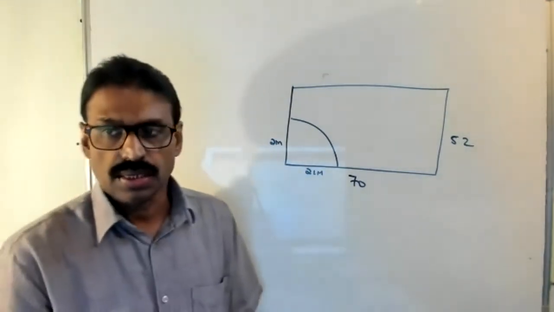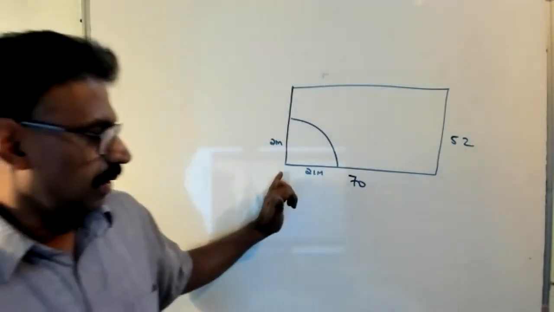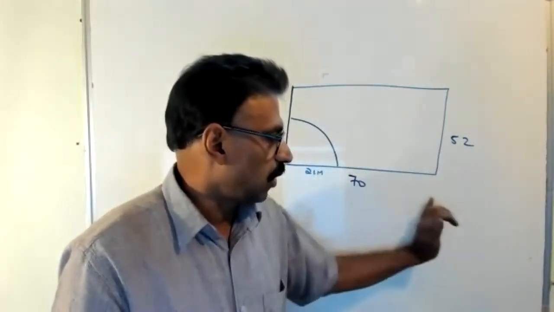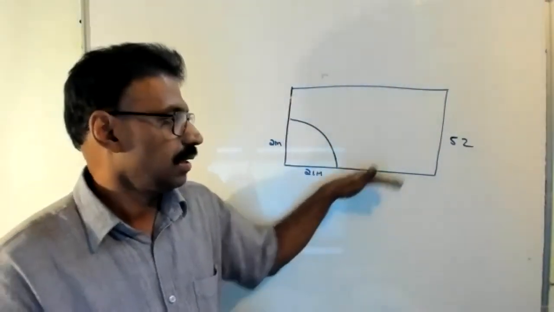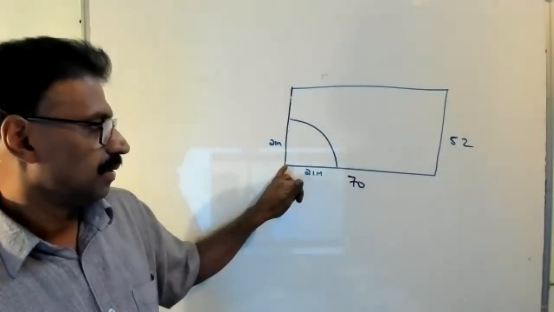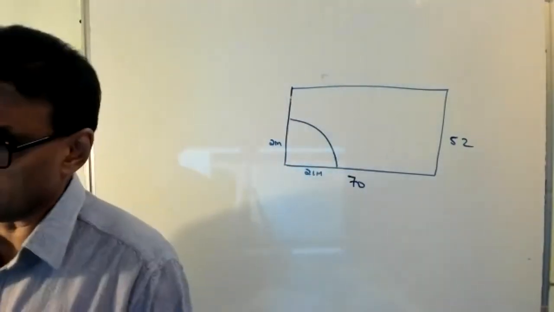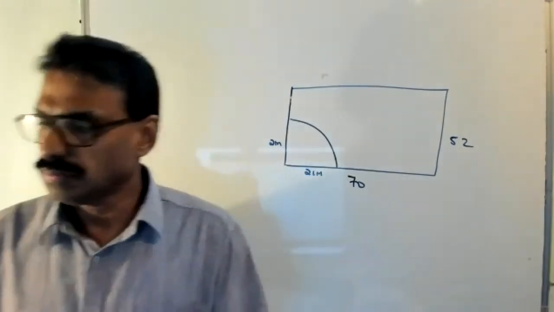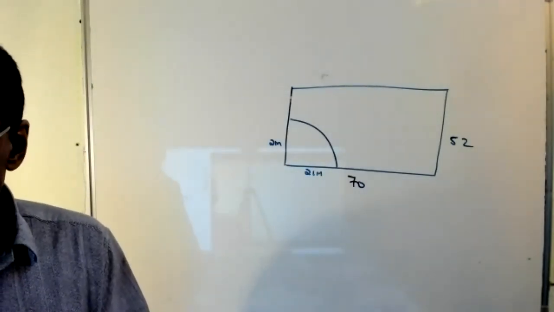Understood the question? Question understood or not? This is a rectangular grassy field, 70 meter and 52 meter. A horse is tethered here with a rope of 21 meter. How much area can it graze? Clear now? Question clear or not?